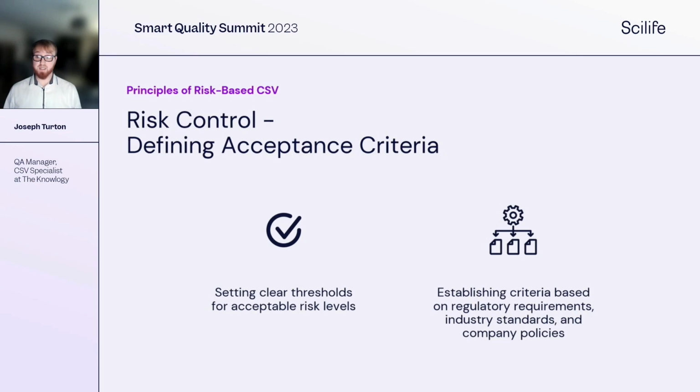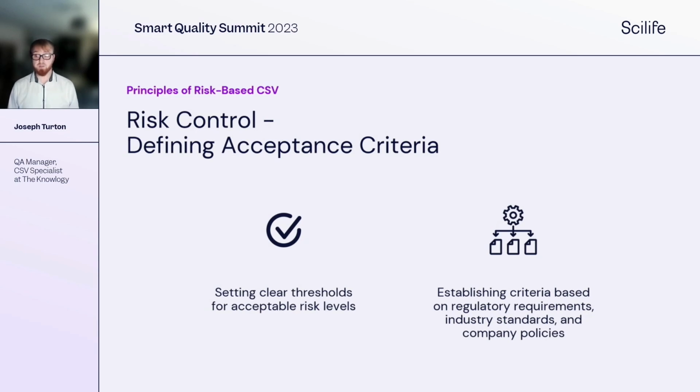But how do we know what is an acceptable level of risk? This is where acceptance criteria come into the picture. These criteria are based on a mix of regulatory guidelines, industry best practices, and our own internal policies. This should serve as a benchmark. They help us gauge whether a risk post-mitigation is within acceptable limits, or if it needs further controls.